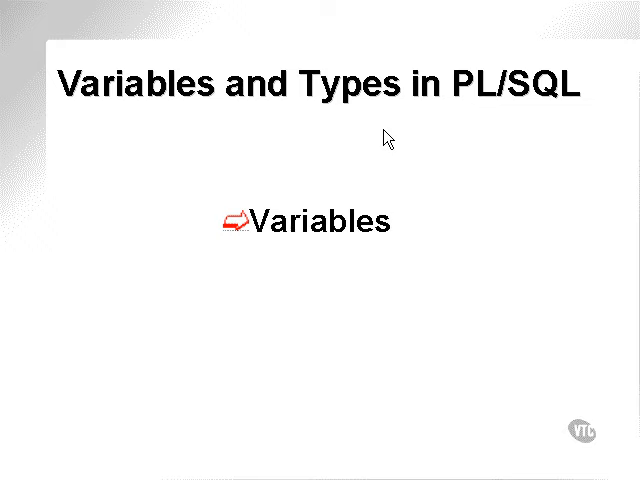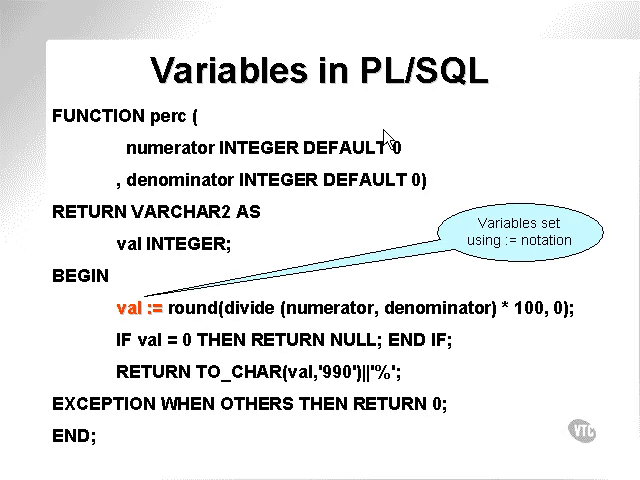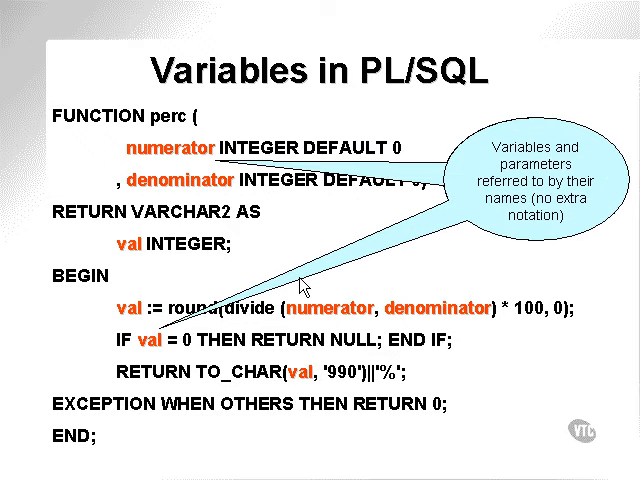Variables and types in PL/SQL. What can we look at as far as variables are concerned? First of all, when setting a variable inside a PL/SQL block, the variable is set using := notation as shown here. Variables and parameters are all referred to by their own names.